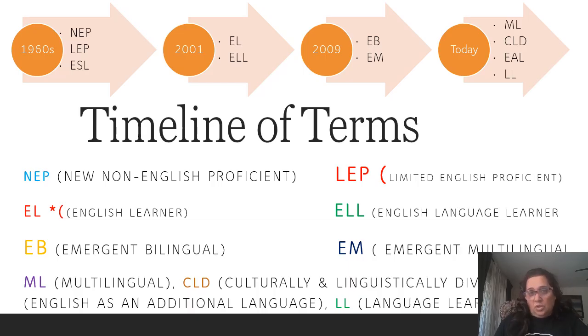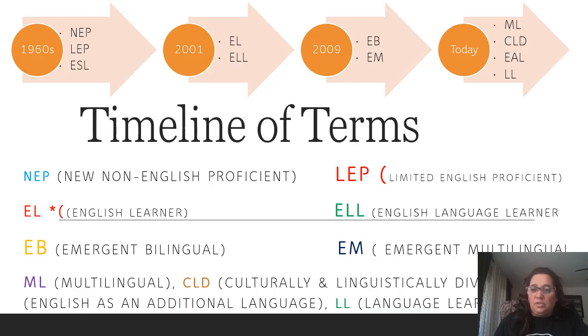In 2001, we used EL and ELL. EL stands for English learner. ELL, English language learners. And in 2009, we used EB, which stands for emergent bilingual.